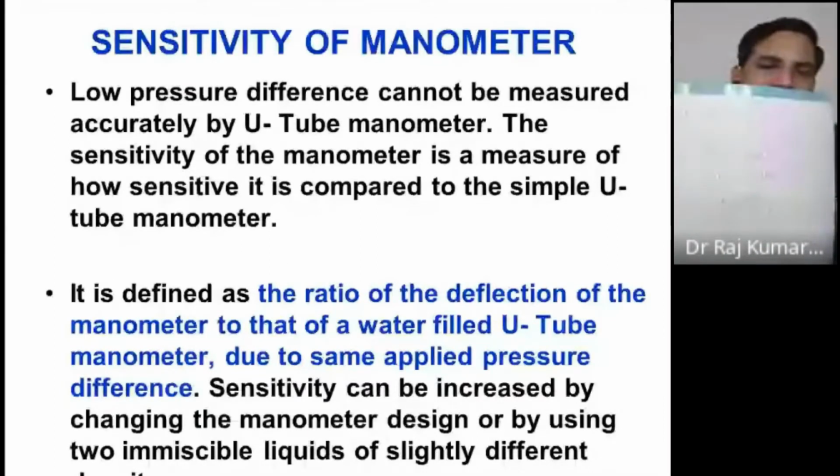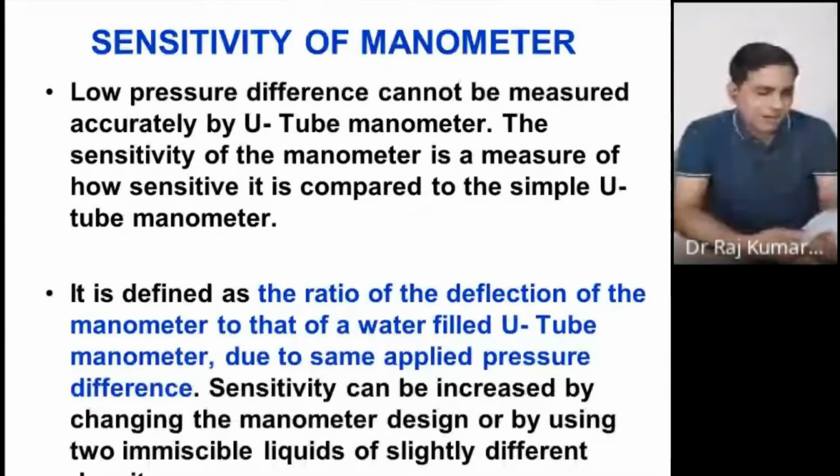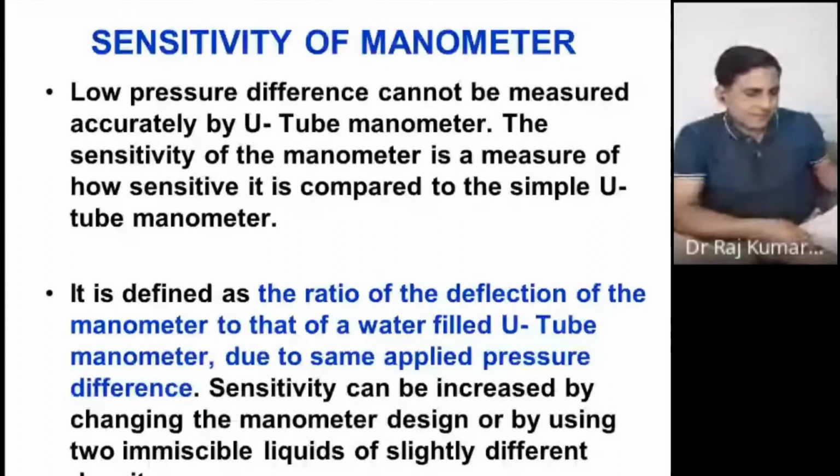So just say rho 1 g h1 equal to rho 2 g h2, and then you find h1 upon h2 would be rho 2 upon rho 1, which is called the sensitivity of the manometer. So how can we increase the sensitivity?